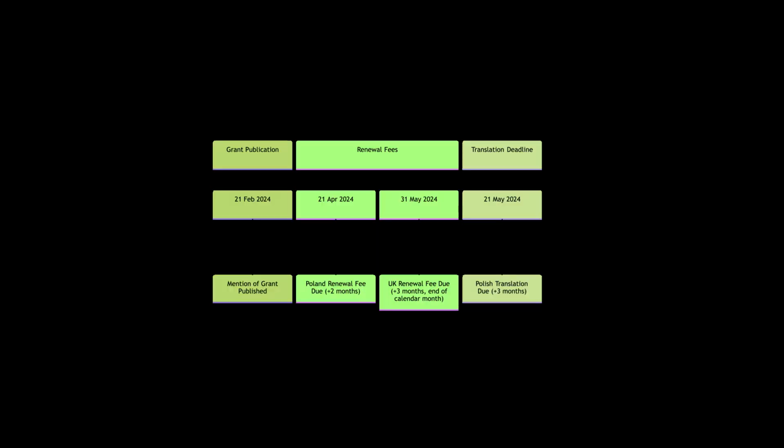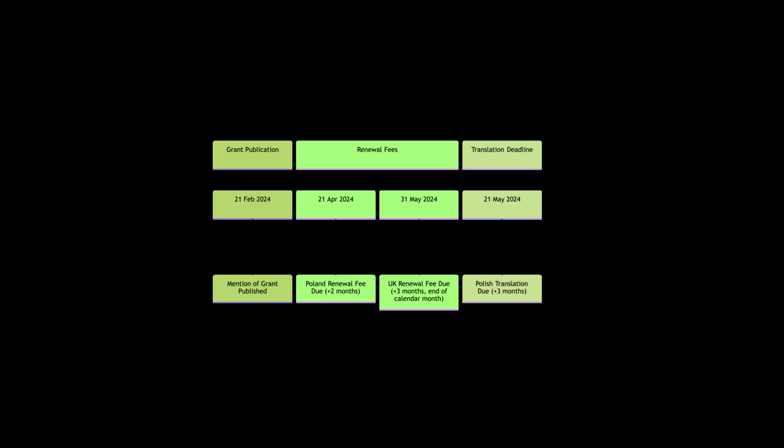Scenario recap. Your client, applicant H, a national and resident of Morocco, filed European Patent Application EP7 in French in March 2020. The mention of the grant was published on 21st February 2024. The key question is, what steps must applicant H take, and by when, to obtain patent protection in the UK and Poland? Obtain unitary patent protection?